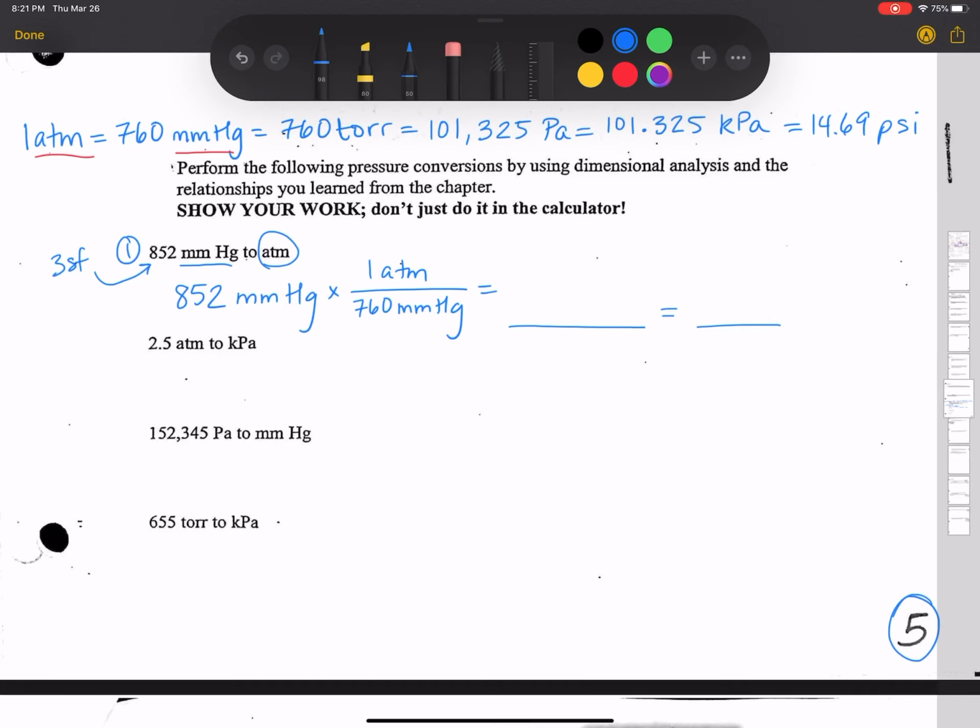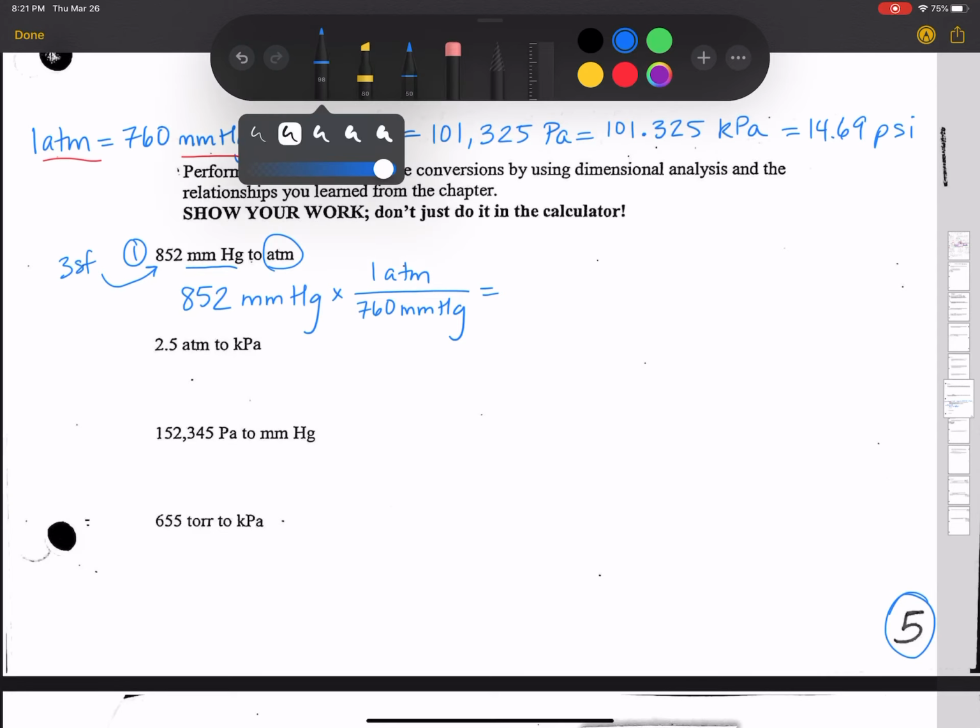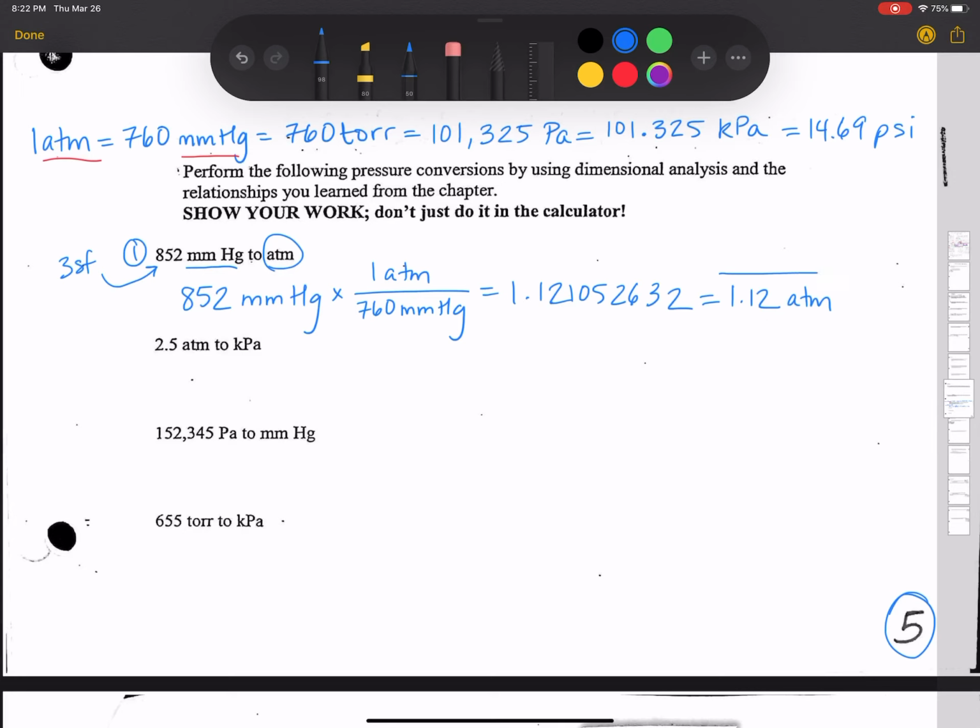Because this is the first one we're focused on, I'm going to go ahead and fill in the calculation answer. Once you put this in your calculator, it should look back at you with a pretty long decimal value, and the number is 1.121052632. Remember, we said we wanted 3 sig figs, so my final answer in 3 sig figs will be 1.12 ATM. So 852 millimeters of mercury, which seems like a really huge number, is equivalent to 1.12 ATM.